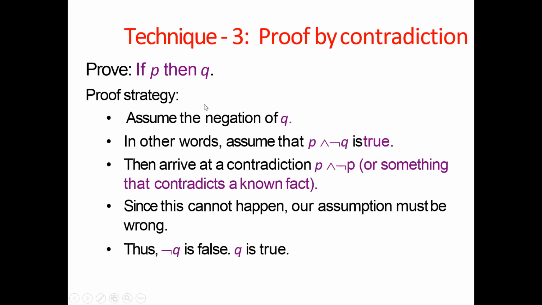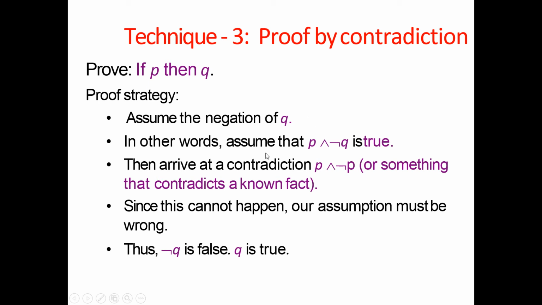Next technique, technique number 3, proof by contradiction. Again, we have to prove the conditional statement P implies Q, that is, if P then Q. Our proof strategy in this case is to assume the negation of Q. We have to prove Q is true whenever P is true, but we assume that P is true and Q is false. That is, negation of Q is true.